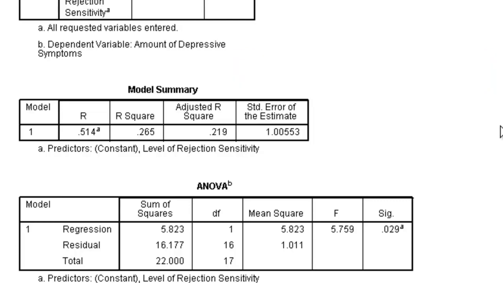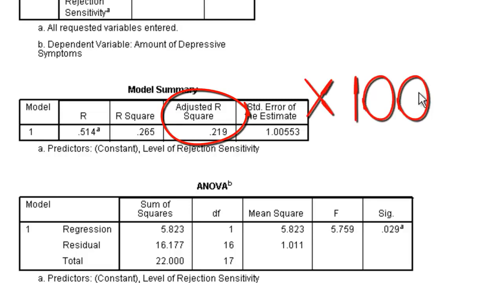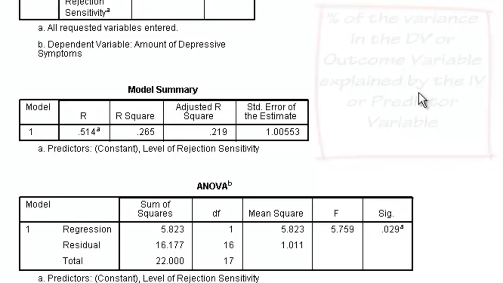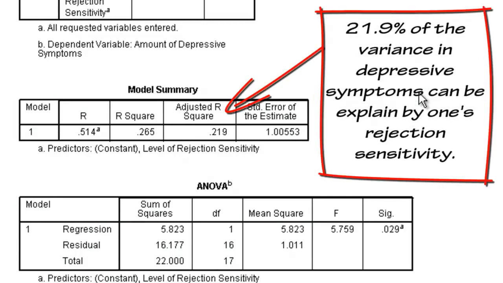We can go back up to our model summary. We can look at our R square. In fact, we're actually going to look at our adjusted R square. If you multiply the adjusted R square by 100 and interpret this as a percentage, this gives you the percentage of the variance in the dependent variable explained by the independent variable. In this case, we would say that 21.9% of all of the variability in depressive symptoms can be explained by one's level of rejection.